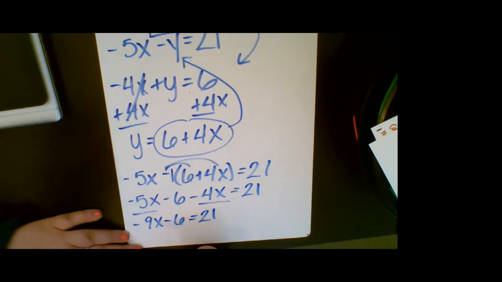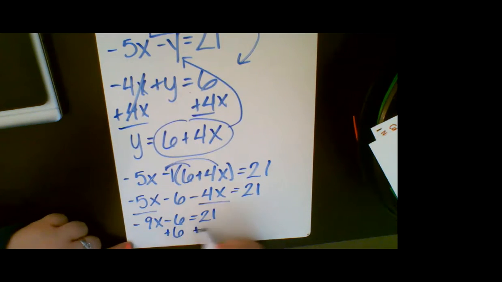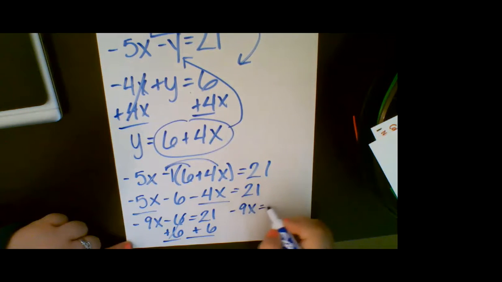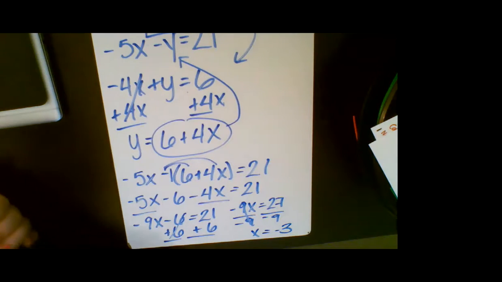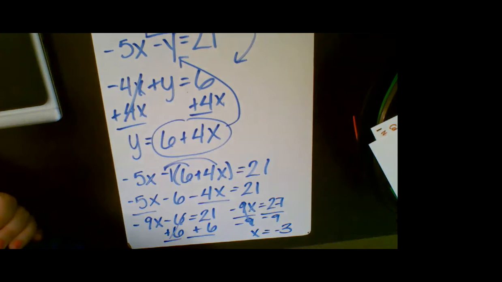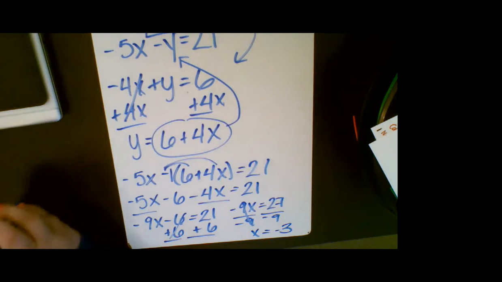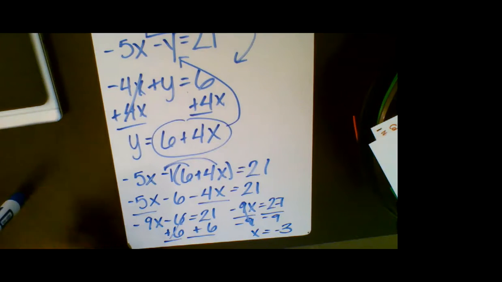Question so far, are we okay? Move the 6 over and divide. So x equals -3. Okay? Questions? We're okay? All right, so we got x equals -3.